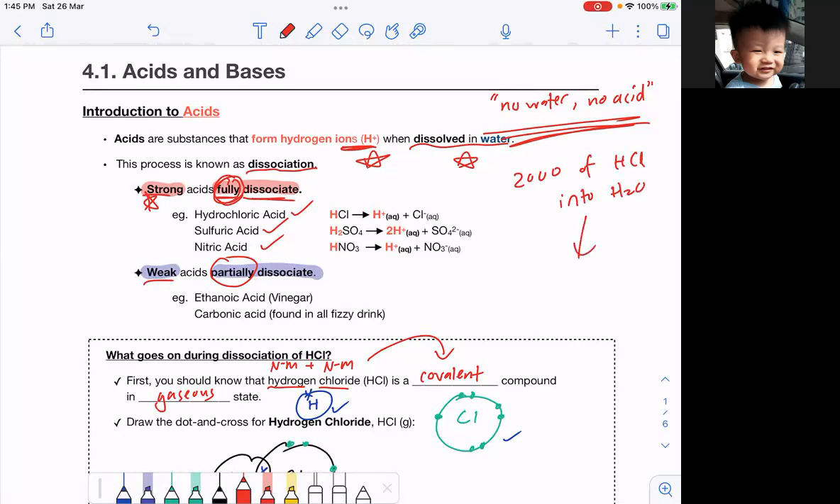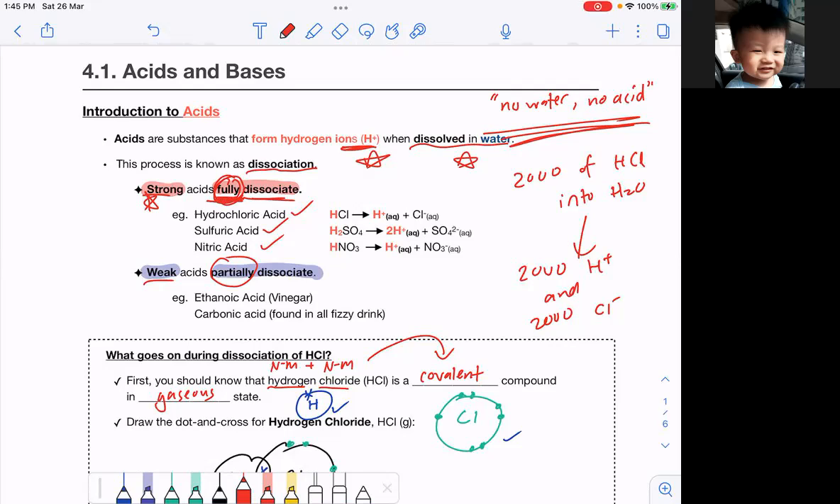Now that you know that they fully dissociate, that means every single last piece of them will split. How many? 2,000 what? 2,000 H pluses and 2,000 Cl minus. This is a numerical example of full dissociation. Nothing left. Can split, will split. All of them will split. Anytime it fully dissociates, I call this a strong acid. How many strong acids are in your syllabus? Three. Memorize the three strong acids.